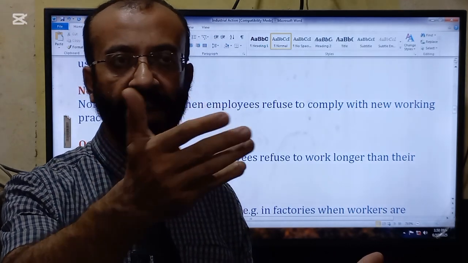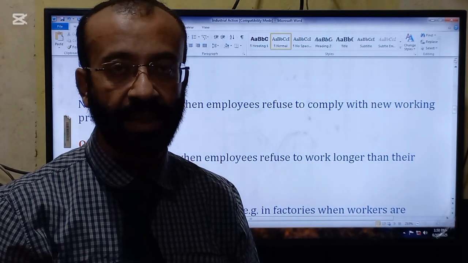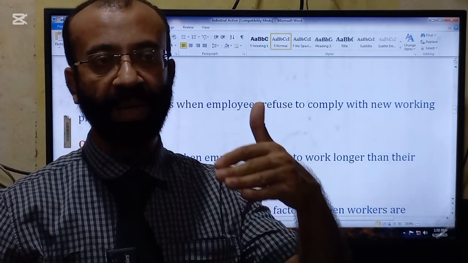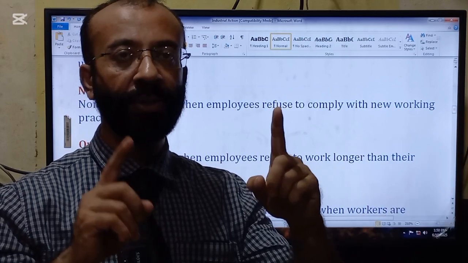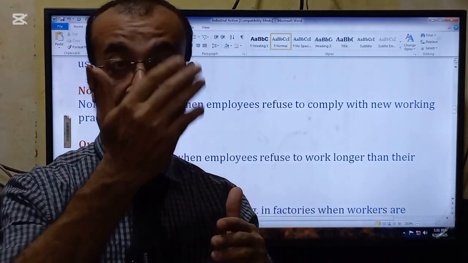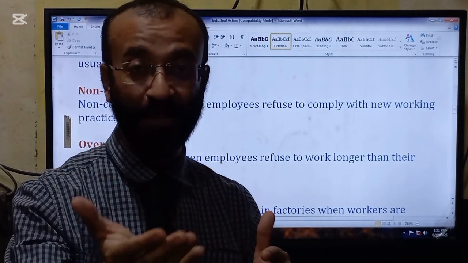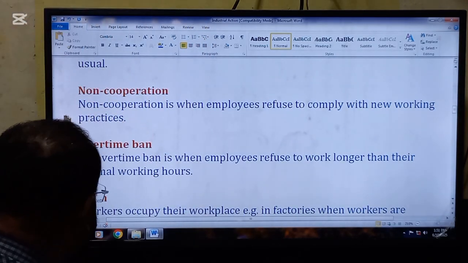Demand is still high, so the orders may be cancelled because the firm is not able to deliver the products. So workers are in the best position to convince the employers on their claims. So this is another type of industrial action.